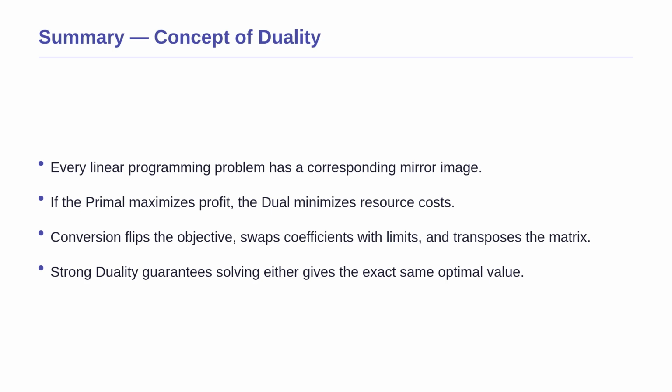To wrap up our lecture, let us review the key takeaways. Duality is the concept that every linear programming problem has a corresponding mirror image. If the primal maximizes profit, the dual minimizes resource costs. We convert them by flipping the objective, swapping coefficients with limits, and transposing the matrix.